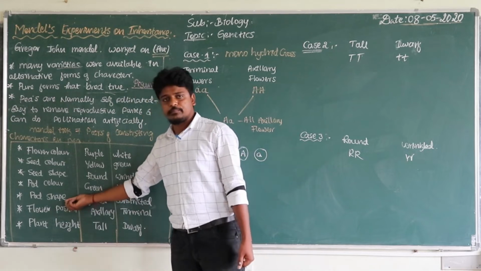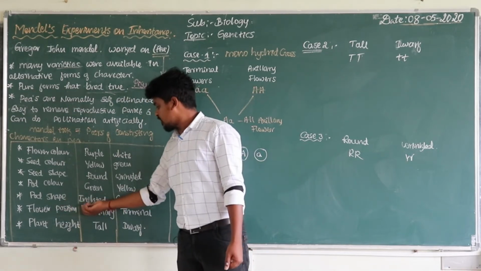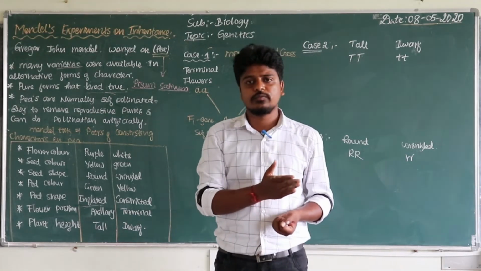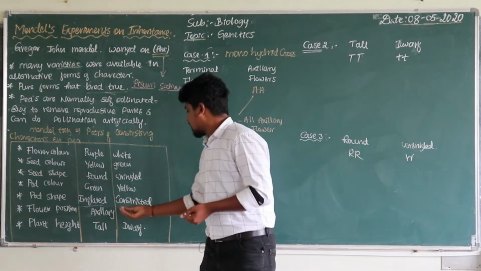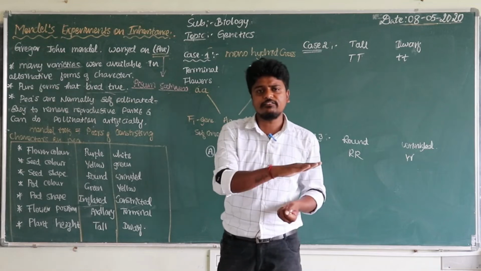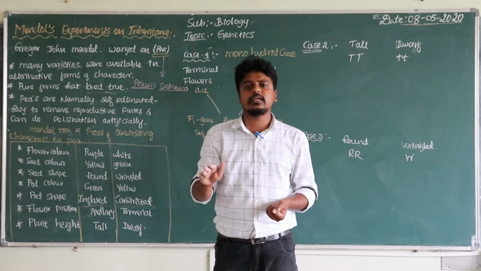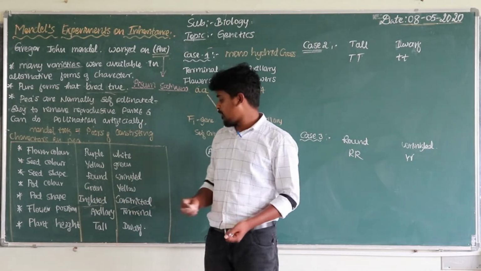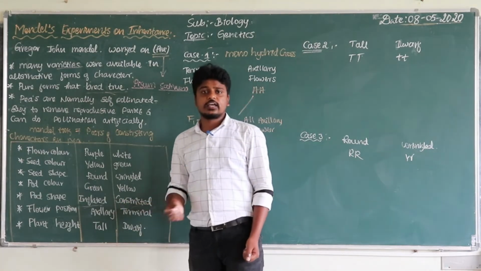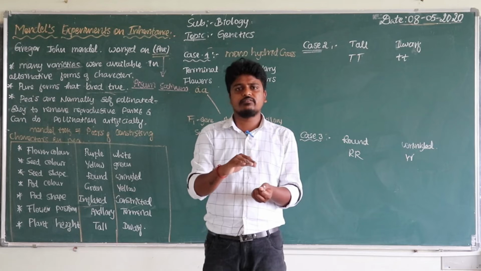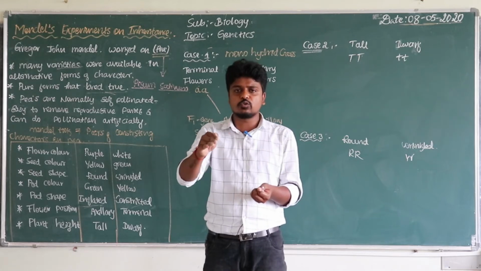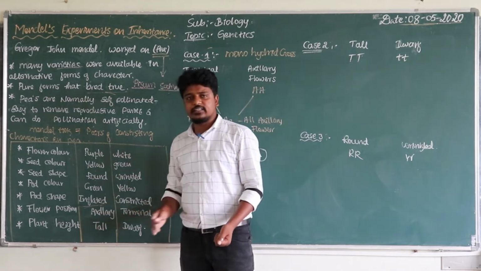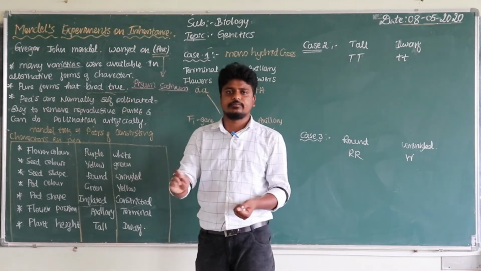And the pod shape, you can see that the pod shape is sometimes inflated, and sometimes there are constrictions. With the inflated pod, there is no constriction, the external surface is in a normal condition. That we call inflated and constricted. For example, you can see the constriction in groundnut. Wherever the seeds are present, there will be small grooving lines. That we call a constriction. And the inflated, there are no constrictions over there, it's flattened.